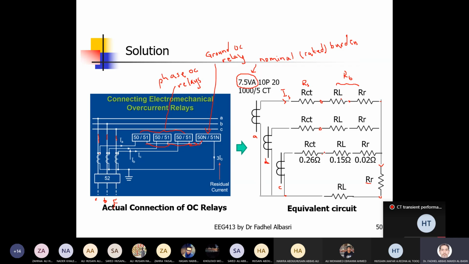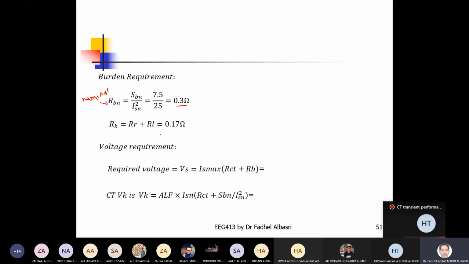Now I have to check what is the resistance now, or I can convert this into volt ampere. I check with this same thing. So what is the burden, actual burden? So this is the actual or connected.